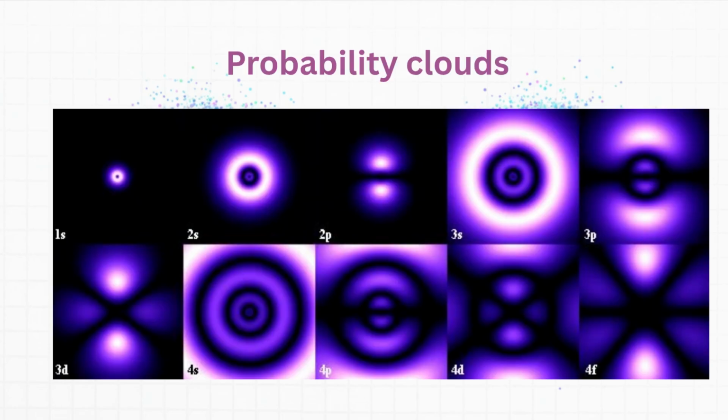These shapes are not little racetracks that the electron follows. No. They are probability clouds. If you could take a snapshot of the electron's position 1 billion times, all those little dots would build up and create these exact shapes. It's the map of where the electron probably is.